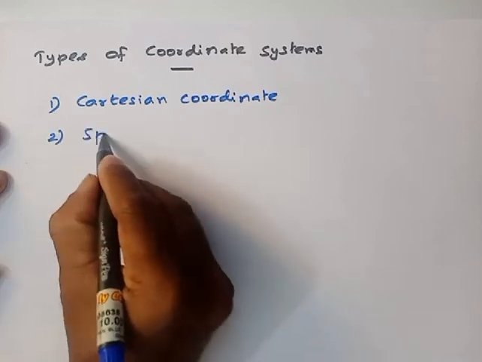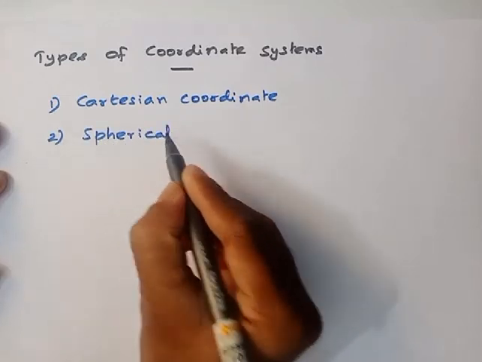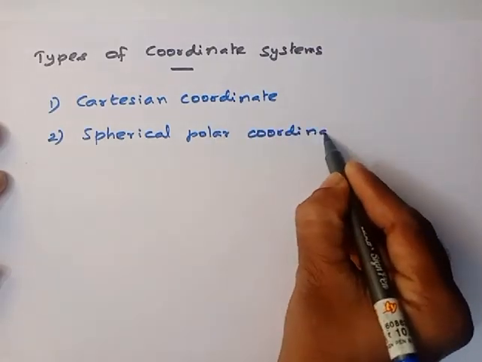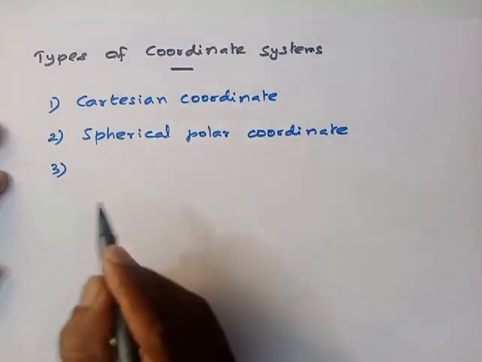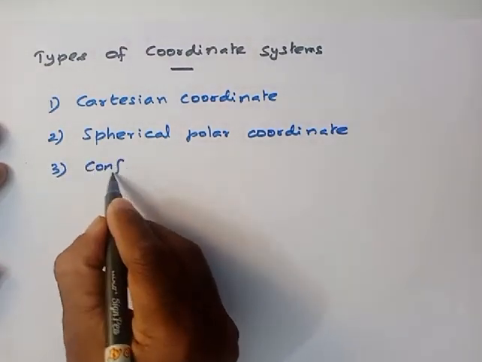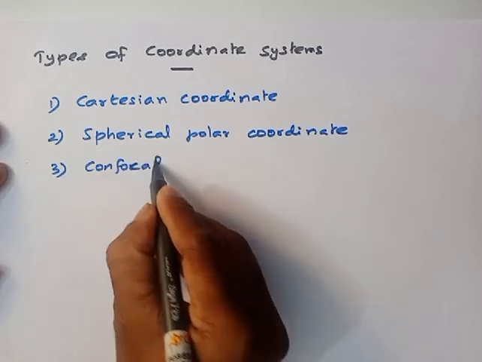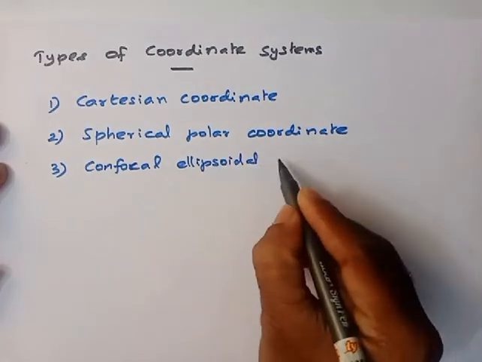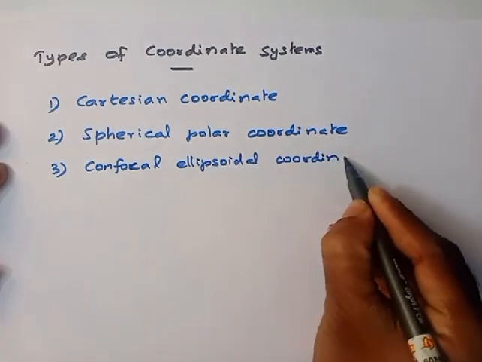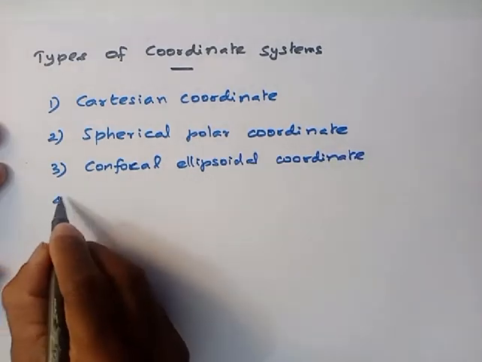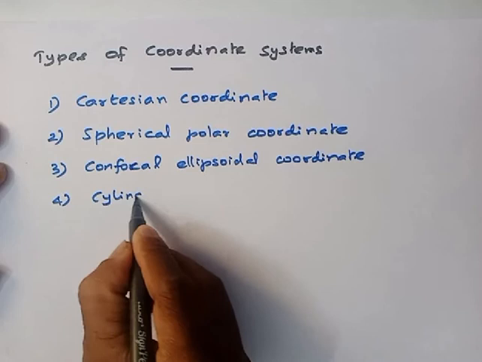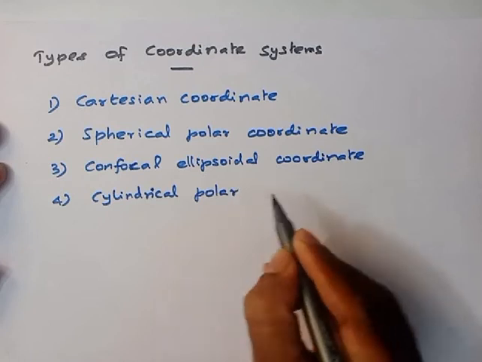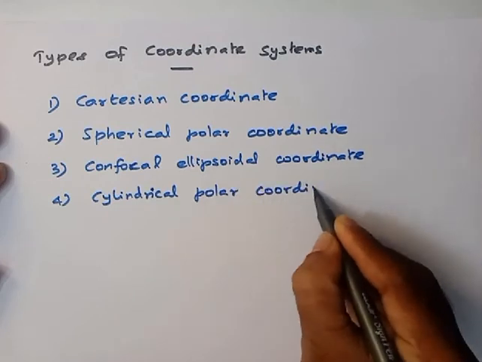Number 2, spherical polar coordinate system. Number 3, confocal ellipsoidal coordinate system. Then we have cylindrical polar coordinate system.